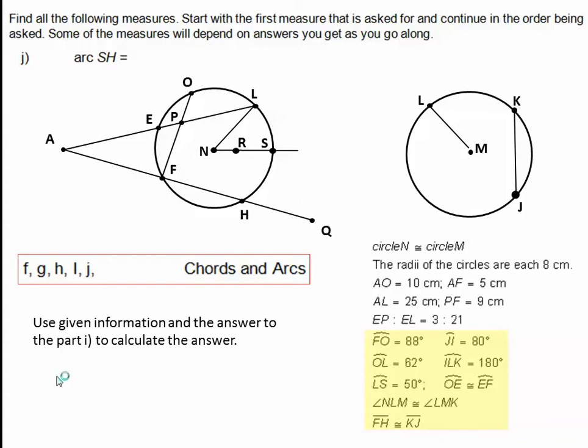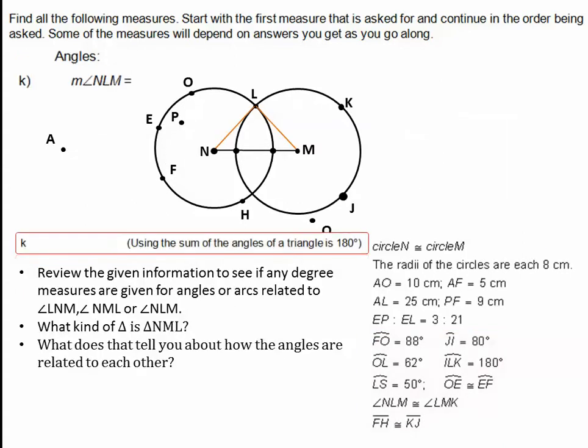Now for part J, it says use given information and the answer to part I to calculate this answer. They want to know the arc measure of SH from here to here. Notice this is circle N, but it also involves information that you figured out about circle M. So be sure to take that all into consideration when figuring out the measure of arc SH.